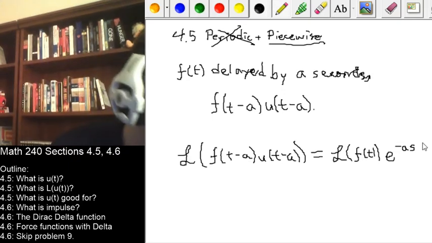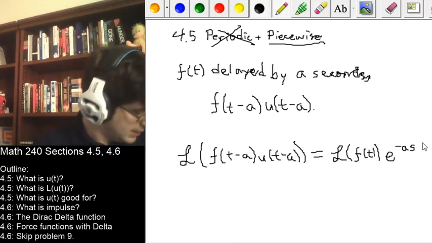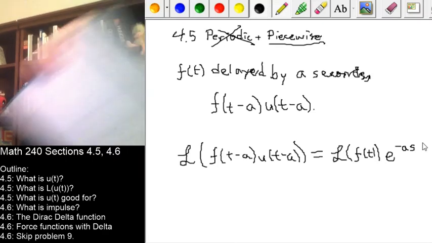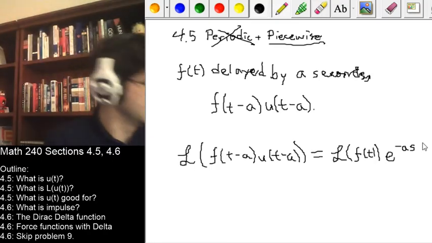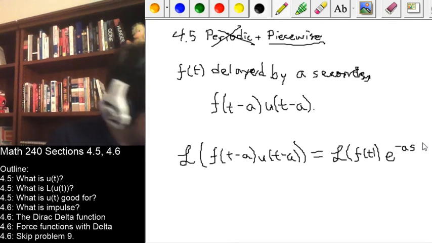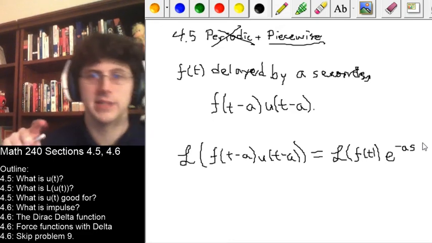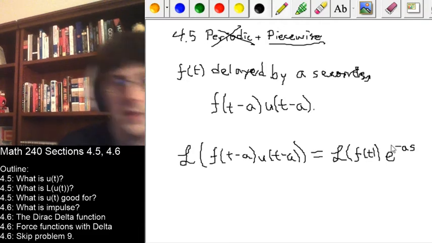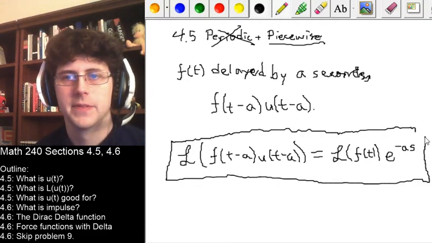So this is going to be an important thing to add to your table. You can find it in the front cover of the book, where all the good ones are, and this one is right above the convolution on the list: u of t minus a times f of t minus a corresponds to multiplying the Laplace transform by this e to the minus as. This is important, in a box here.